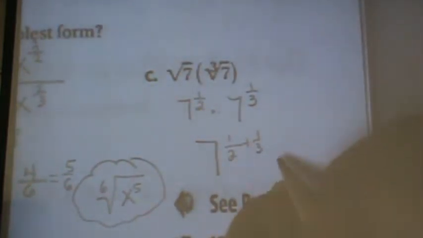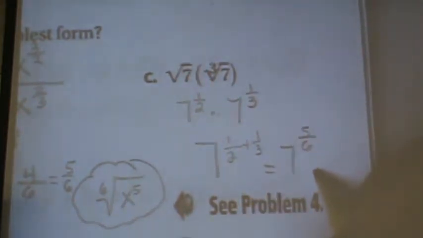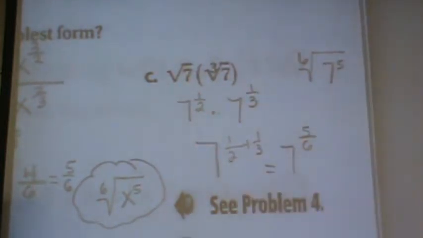So, what's the answer here? 7 to the 5/6 power. Can you rewrite that though? Yeah. How? 6th root of 7 to the 5th. Beautiful.